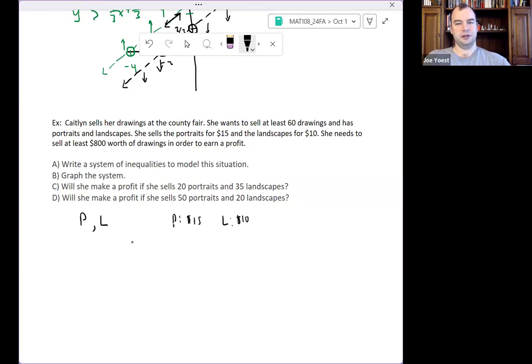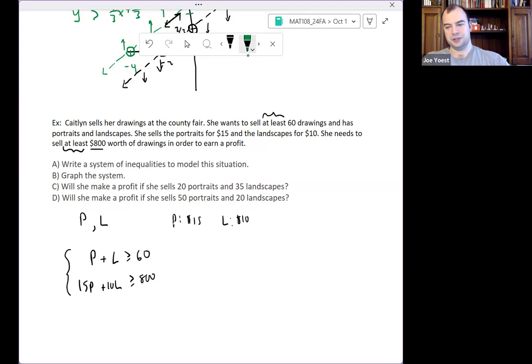And she wants to sell a total of at least 60 drawings. So she wants P plus L bigger than or equal to 60. At least means bigger than or equal to 60. If it said she wants to sell more than 60 drawings, this would be a strict greater than. And she needs to sell at least $800 worth of drawings total. So she wants her total revenue to be at least $800, greater than or equal to 800. And that's going to be 15P plus 10L. So here's my system of two equations and two variables.